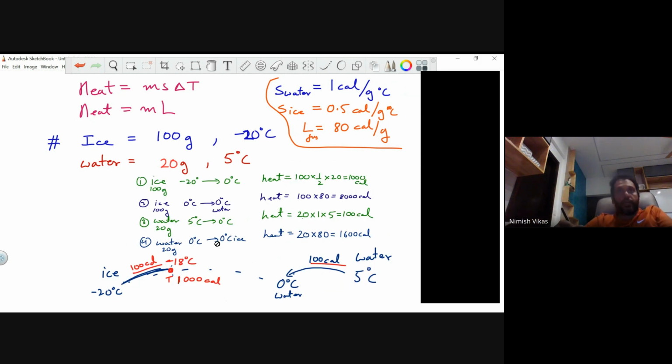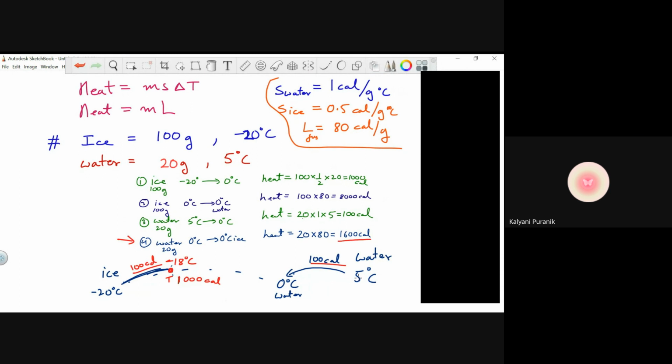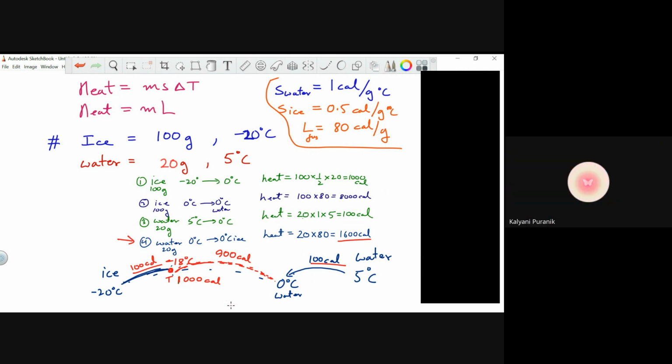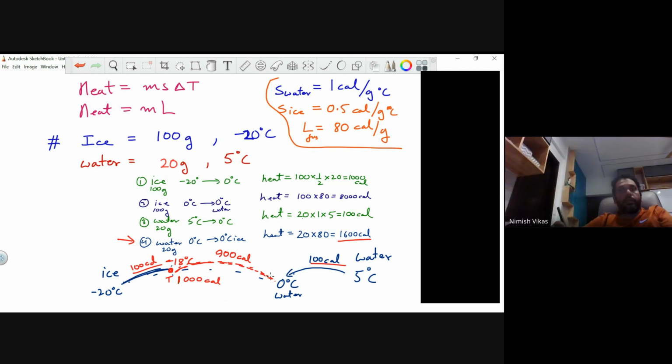So we'll come to our calculation of number 4. And what does it mean? If water had to fully freeze, it gives away how much calories? 1600. So somebody has to take it. Is the ice willing to take 1600? No. It is just willing to take how much more? 900 more. Why 900 more? Because with 1000 it reaches 0. Get the point?